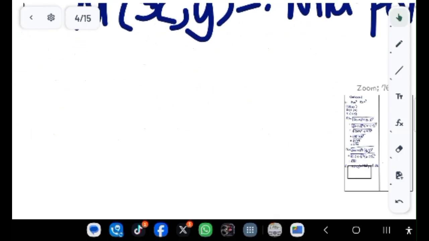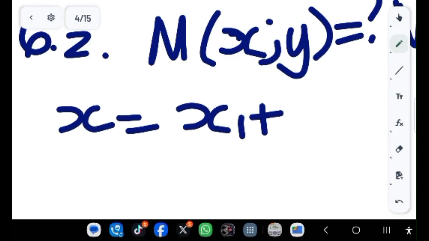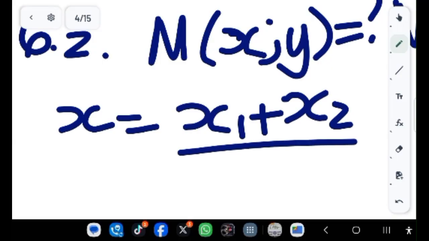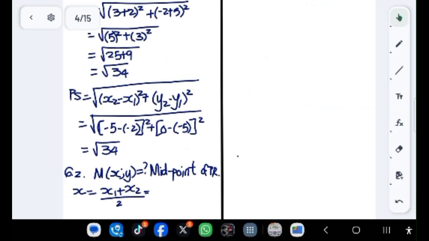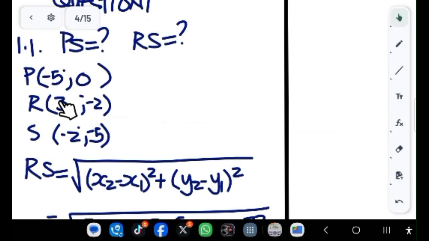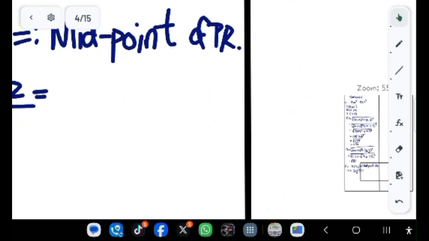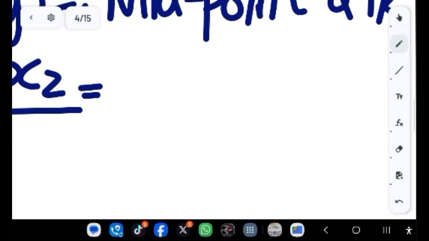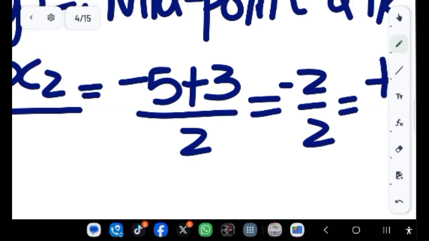All right, the x-coordinate of any midpoint is the sum of the x-coordinates of the 2 points flanking it divided by 2, and in this case that will be P and R. So the x-coordinates are negative 5 and 3. We add them together over 2, and that gives us negative 2 over 2, which is negative 1.